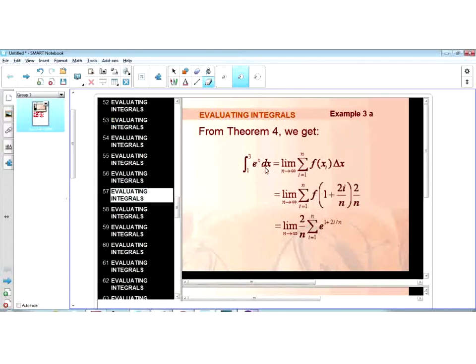So the integral from 1 to 3 of e to the x dx is expressed as an infinite limit of a sum of areas of rectangles. We replace xi with its representation from the previous slide. Delta x is 2 over n, and then we replace f with its definition, which is just e to the x. And then we can take the 2 over n out of the sum because we're only summing over i. So we converted a definite integral representation to a limit of a sum.